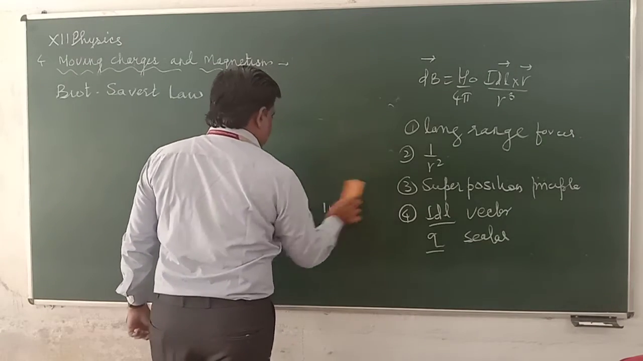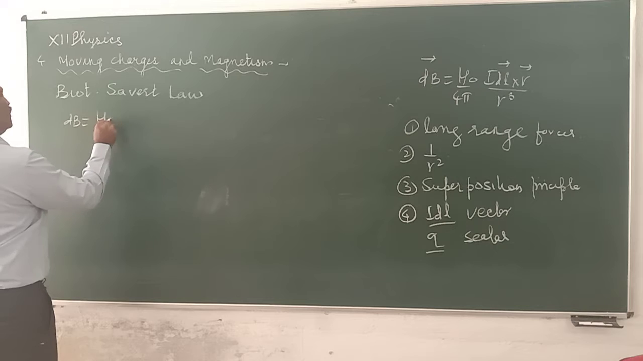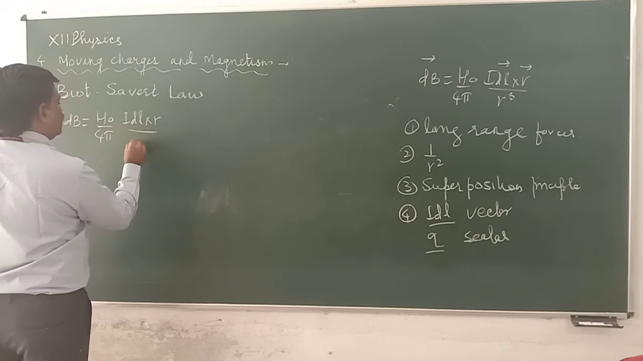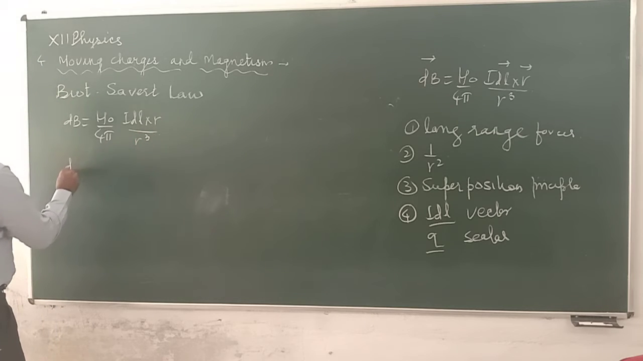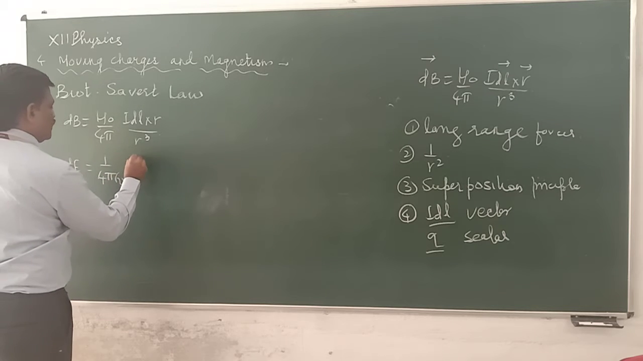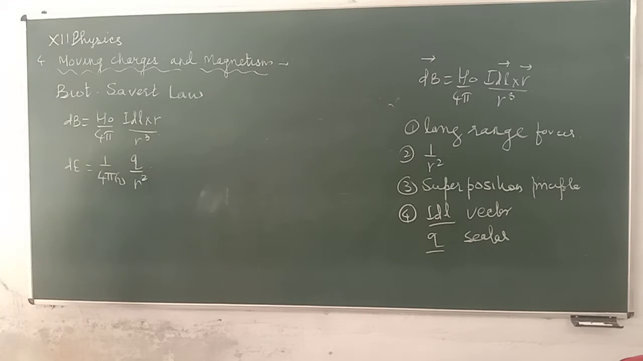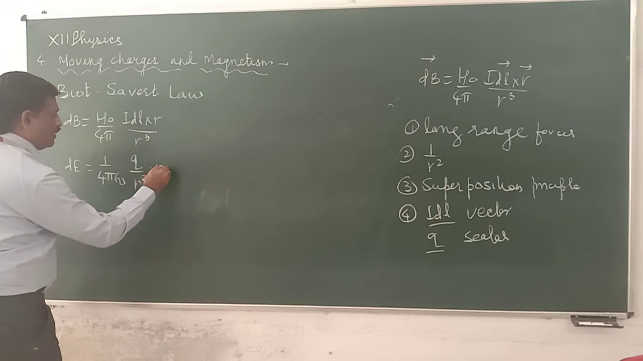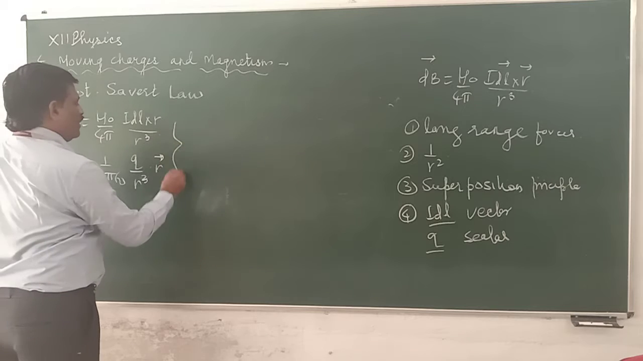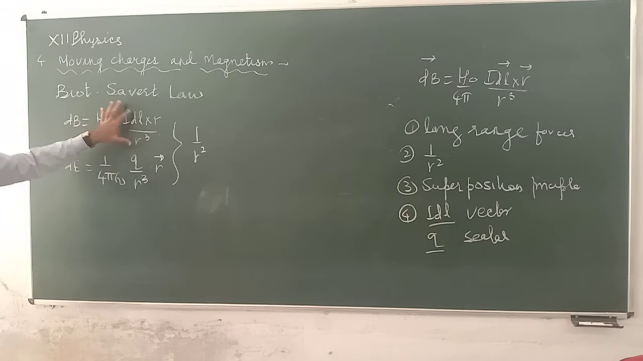In this one, if you see, dB is equal to mu 0 upon 4 pi I dl cross r upon r squared, and dE is equal to 1 upon 4 pi epsilon 0, that is Q divided by r square. Or if you want to write it, then r cube. Even though r cube is there, because of this r, both of them depend inversely on r square. In this case, there is an angle dependence.